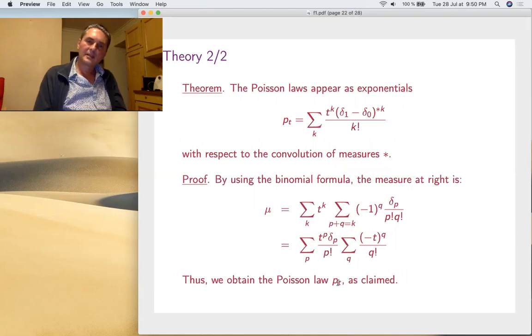Now, another thing is that the Poisson laws actually appear as exponentials. You see, that's exactly the formula of the exponential. But what I'm doing here is that the power, if you want, I replace it by the convolution. So it's an exponential with respect to the convolution of measures. And this thing here actually is not a probability measure, it's a difference. So it's a bit tricky, but the formula is perfectly well defined. And why is this true?